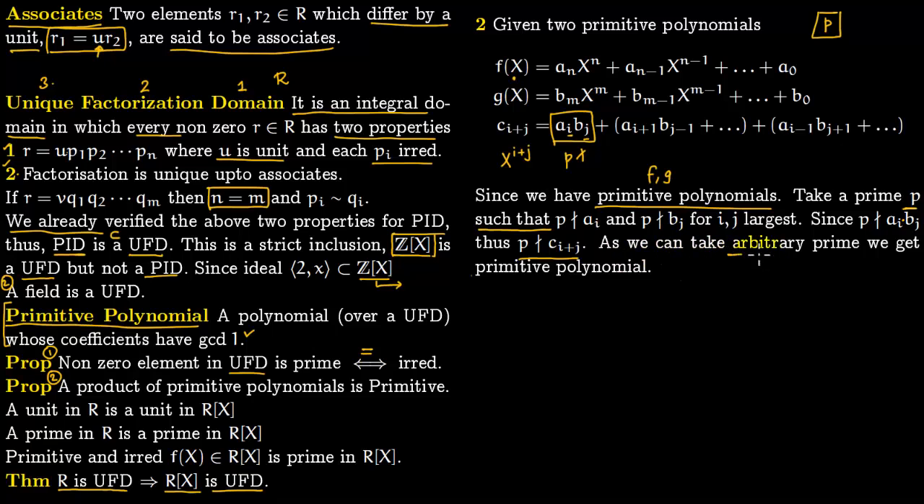So since we are talking about an arbitrary prime, the product is also a primitive polynomial, because this prime will again not divide the coefficient obtained. So a product of primitive polynomials is primitive.